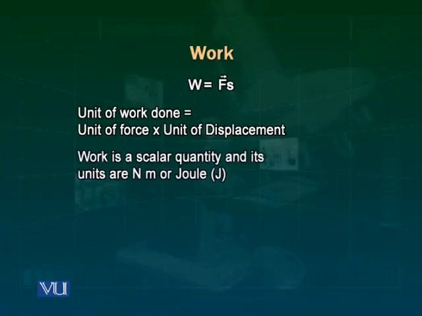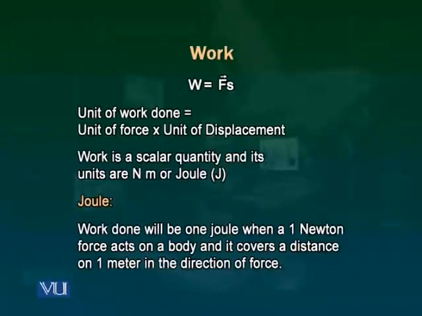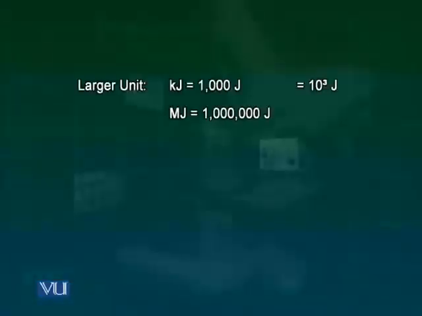What is the unit of work? Work is a scalar quantity, and its unit is the joule. Now, what exactly is a joule? If you look at W is equal to F dot S, the unit of force is a Newton and the unit of displacement is a meter, so the Newton meter is 1 joule. 1 joule of work is done when 1 Newton force acts on a body and it moves a distance of 1 meter in the direction of the force applied.